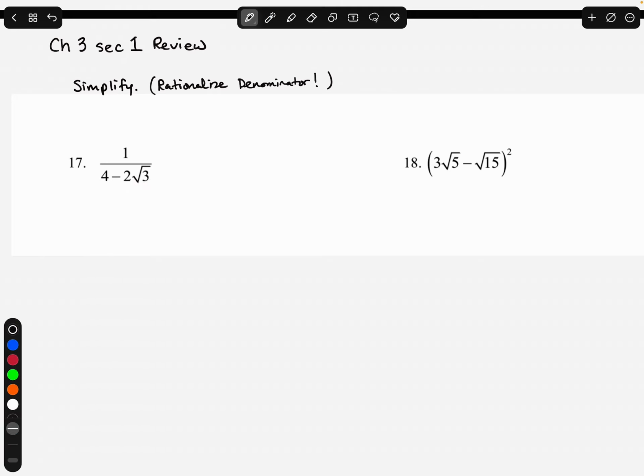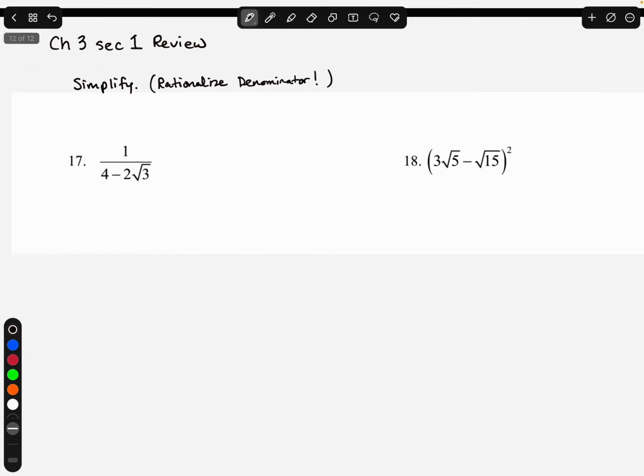The thing we need to pay attention to is that we have a binomial in the denominator. Remember to simplify, we can never have an irrational number in the denominator, and because we have the square root of 3, that is an irrational number, so we need to get rid of it. The way we get rid of it here, though, when we've got a binomial, is we have to make sure that we multiply by the conjugate.